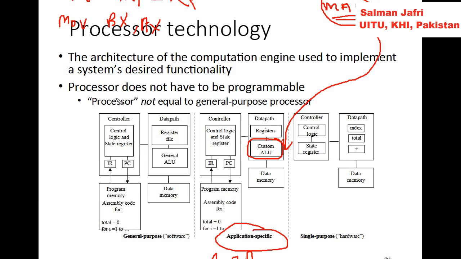The main point over here is that a processor does not have to be programmable. For example, when we look at the single purpose processor or SPP, SPP does not include program memory, or in other words, SPP is not programmable. And also processor does not equal general purpose processor. In other words, we can say that a general purpose processor is an example of a processor technology. Well, there can be others as well. And of course, we can have application specific processors, which are also called ASIPs, application specific instruction set processors.